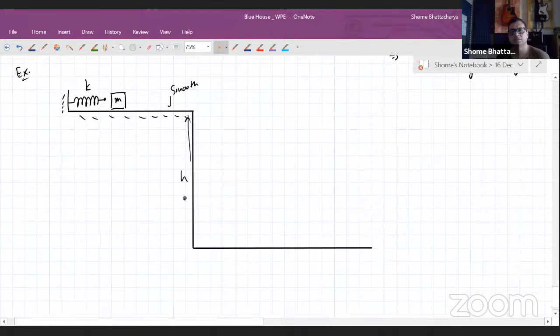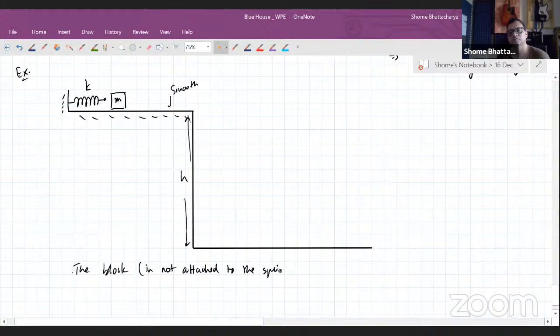This height here is h. So now the block is not attached to the spring. Mass of the block is 5 kilograms. The spring constant is, let us say, 20 Newton per centimeter, and h is equal to 5 meters. Also take g as 10 meters per second square.